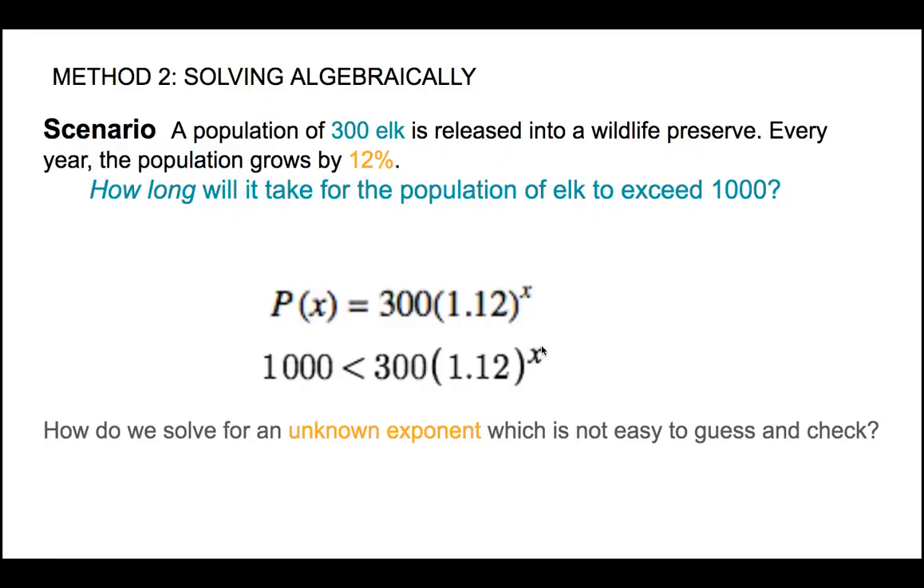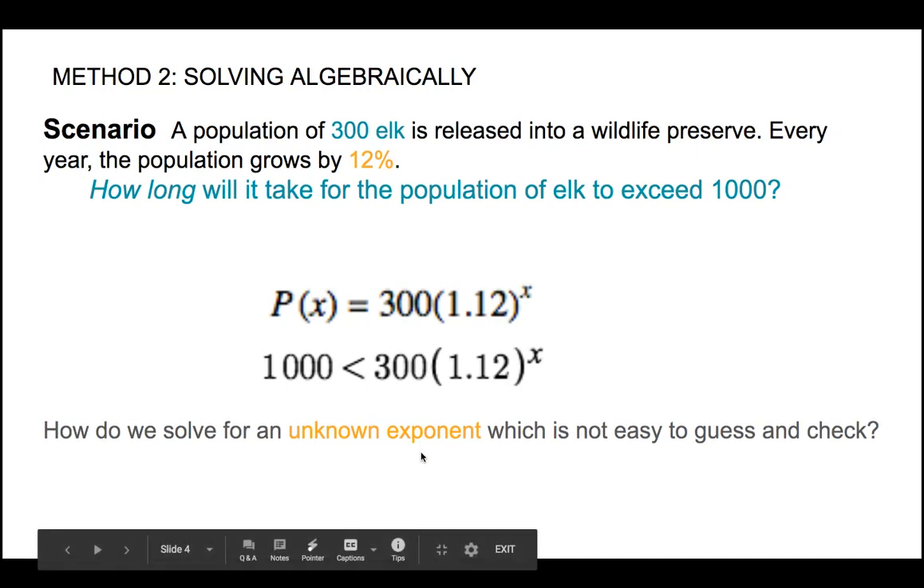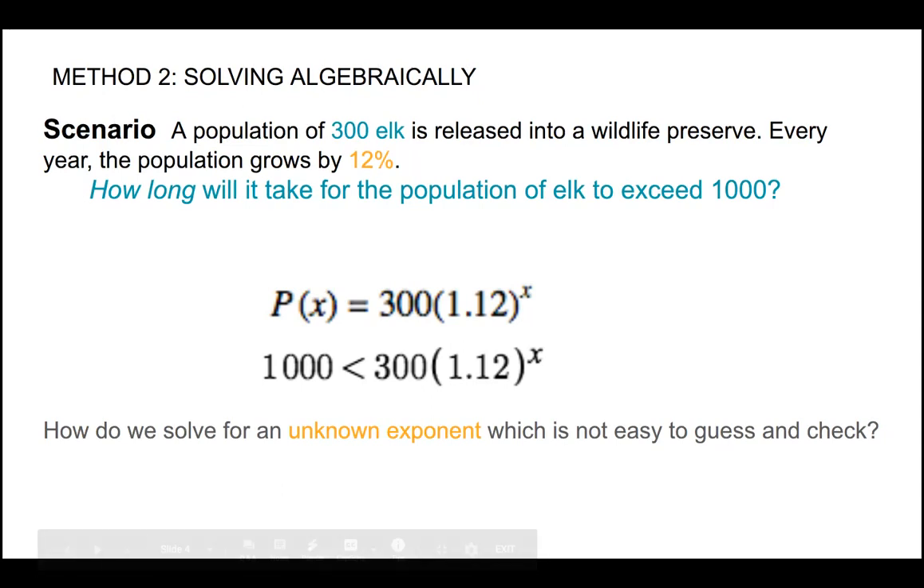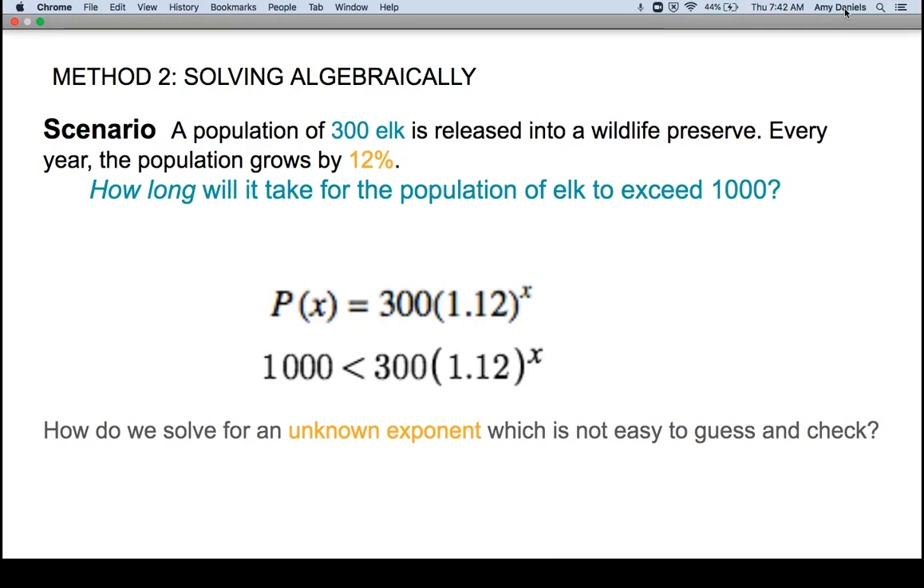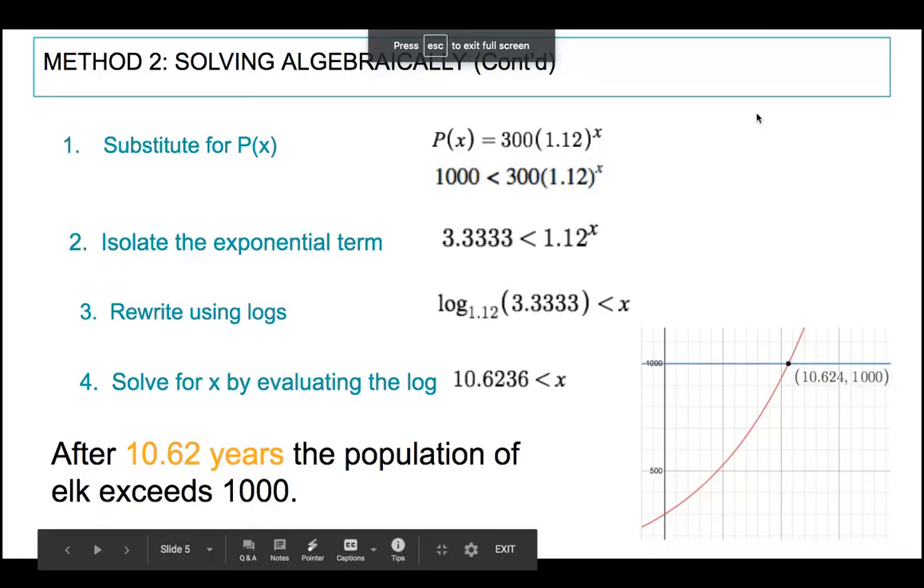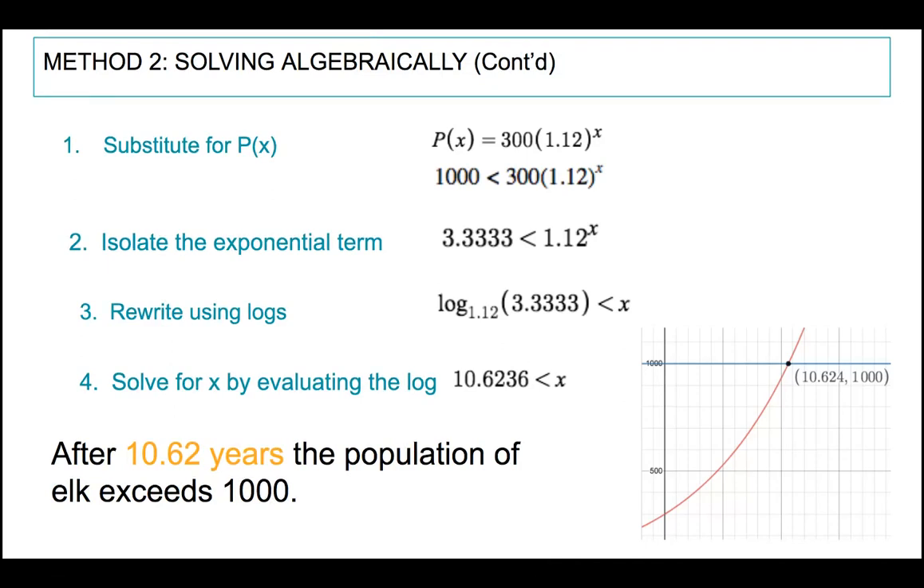Now we want to know when the population of elk at time x exceeds 1,000. How do we solve for an unknown exponent, which is not easy to guess and check? This is why we need logs. Now let's solve this algebraically. The first step is to replace p of x with 1,000 because we're looking to find at what time the population exceeds 1,000.